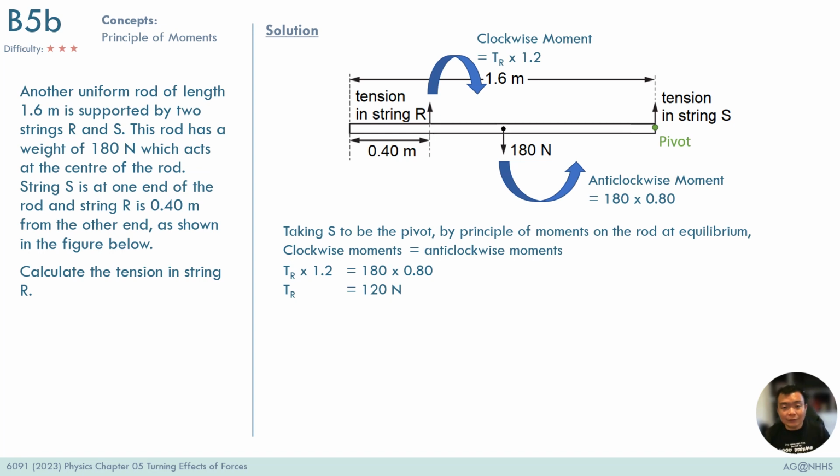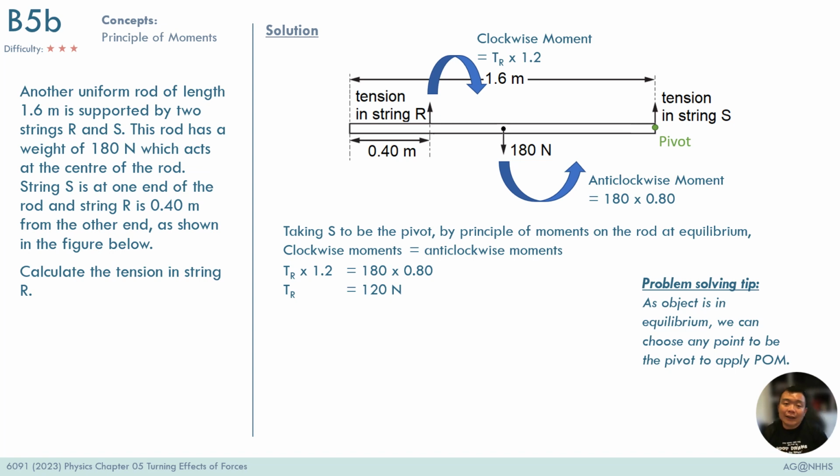So we just have to put everything into a POM equation to get the tension force of R to be 120 Newton. So again, as I've mentioned in the previous question, whenever you see a question without a very clear pivot point, what you have to do is to just check if the object is at equilibrium. If it is, you can take any of the points on the object to be the pivot point, like what I have done in this question.